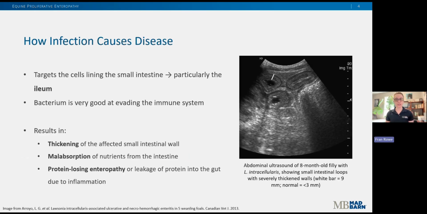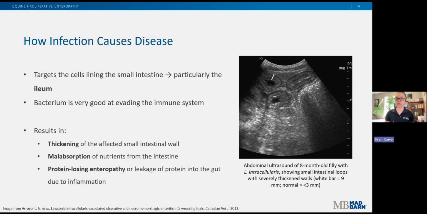As I've already mentioned, Lawsonia intracellularis targets the cells that line the small intestine, and it particularly likes to settle in the ileum, which is that very last section of small intestine that connects to the cecum. Because this bacterium survives inside of cells, it's actually very good at evading the immune system, which is why foals can have a really hard time clearing this infection on their own.